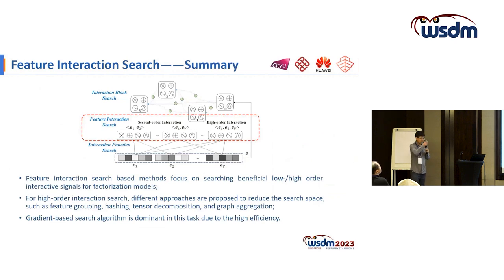So I have reviewed three works in feature interaction search. This category focuses on searching for beneficial low order and high order feature interactions, but the efficiency of searching high order feature interactions is very important. So some works focus on the efficiency issue, and they propose methods to reduce the search space, such as feature grouping and graph aggregation, etc.